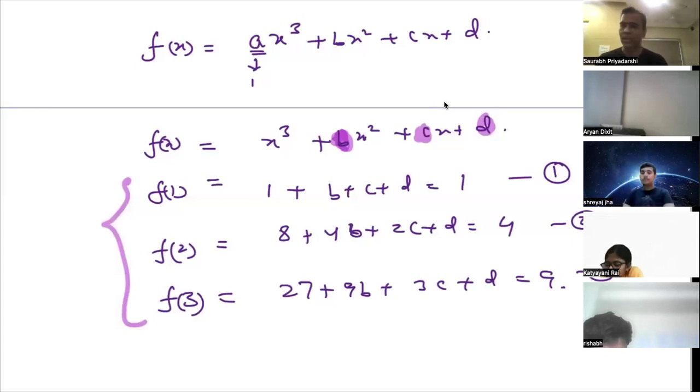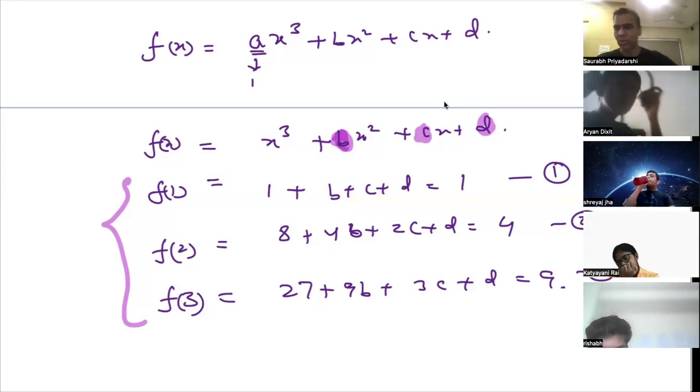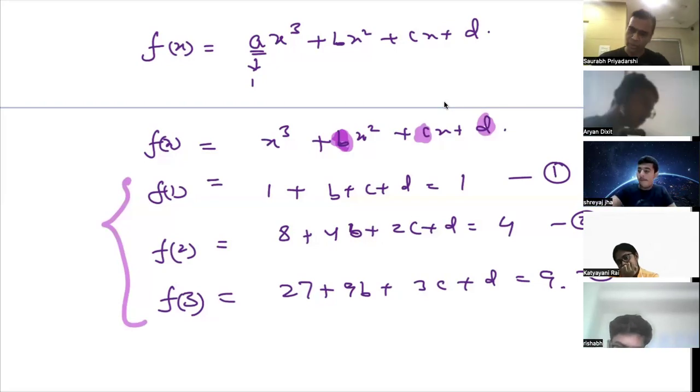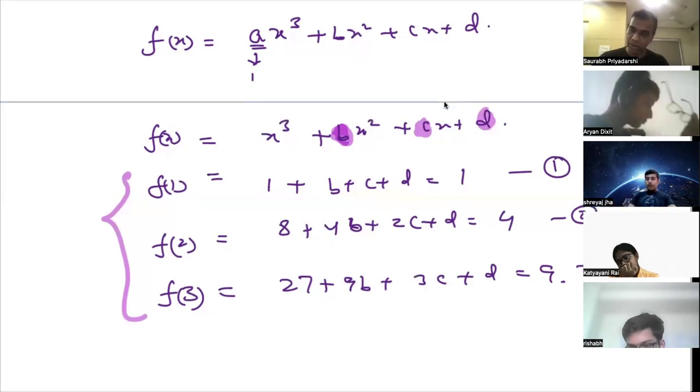But this is okay when we are going for 3-degree, the cubic equation. But 100% we know that if we are going for more than 3-degree, obviously that will not work, right? Or the calculation will be very, very lengthy. That will be difficult, right? So how can we solve this, right?